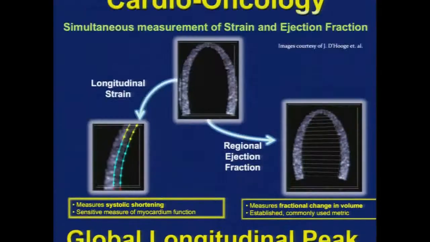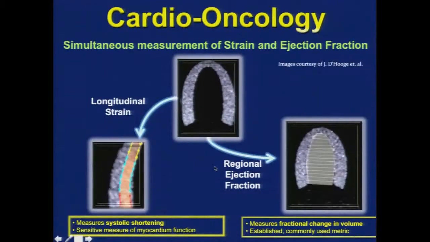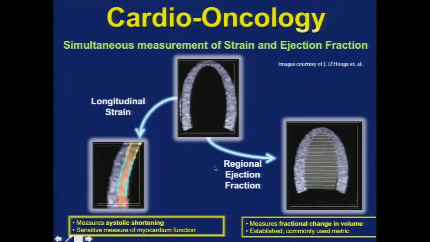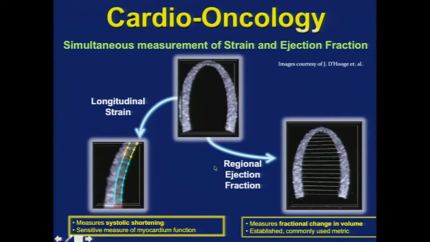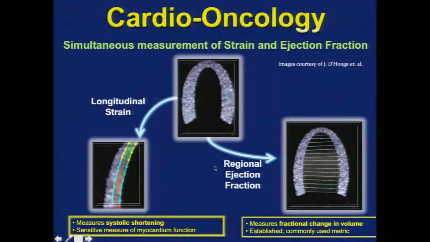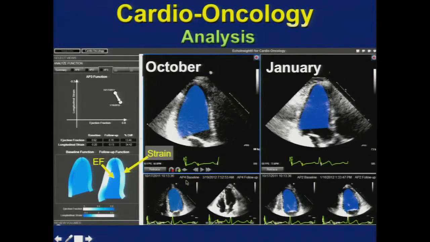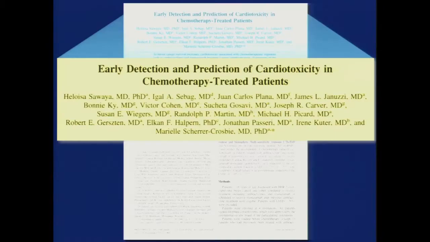So back to this cardio-oncology case, what are evolving now are technologies that allow us to look at things like regional ejection fraction. You can look at longitudinal strain to get some insights into the impact of these medications perhaps on patients' cardiac function. So you can look at a patient in October and then a few months later in January, and you can superimpose these parametric displays of function to get a sense of whether there's a decline in ejection fraction or an associated decline in, say, strain or longitudinal strain. And this is important for the early detection and prediction of cardiotoxicity in chemo-treated patients.